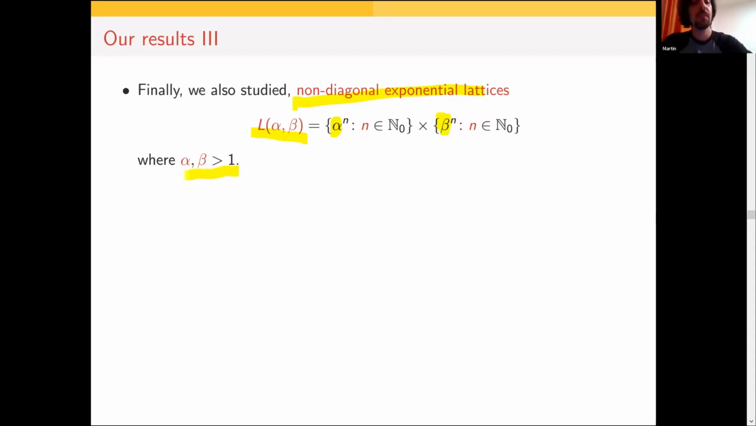They do not have to be the same, but they are always larger than 1. Now, a natural question is, what are the Helly numbers of these exponential lattices? So we go even more general. Is it the case that they are always finite? Can they be infinite? Note that L alpha is equal to L alpha alpha. So if the bases are the same, then we get the diagonal lattices that we discussed so far. But this is really a more general setting because the bases for rows and columns can be different.